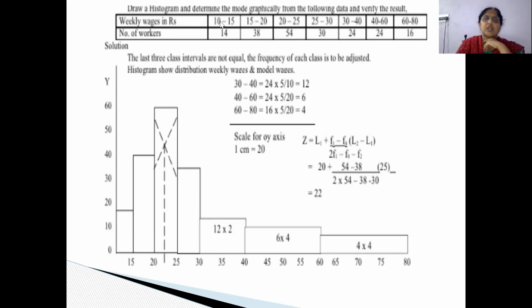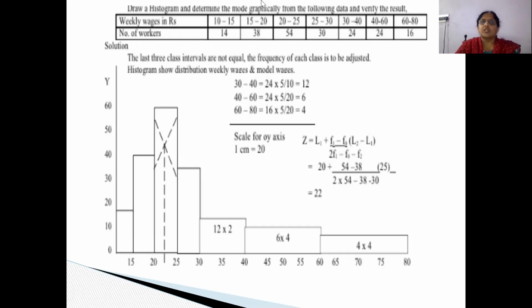So here 10 is the minimum that should be shown, and 80 is the maximum. So it is better to commence with the class intervals where the difference is 5. So we start from 0 for the first class, then 15 to 20, 20 to 25, 25 to 30, 35 to 40, 40 to 45, 45 to 50. Like that, with a difference of 5, we are moving up to 80.